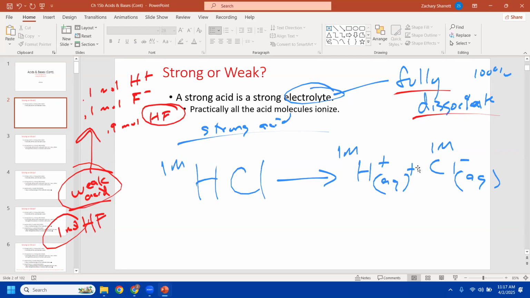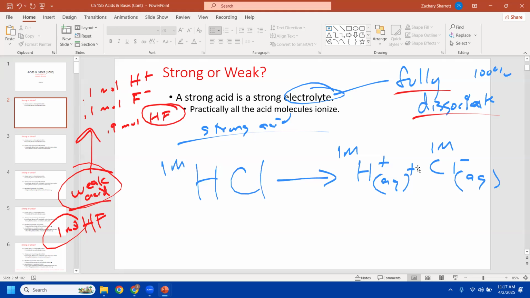They fully would light up a light bulb real bright. A weak acid only partially dissociates, okay? So HF, we might want to think is a strong acid. What's another strong acid? Any other guesses?